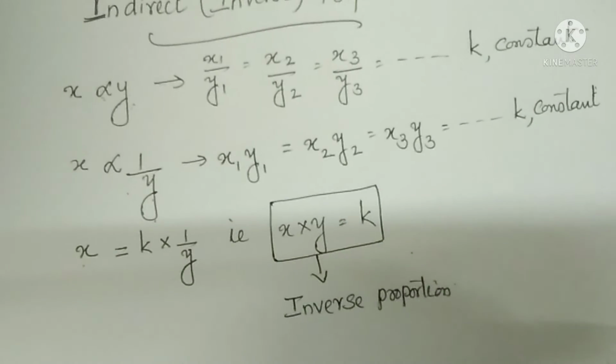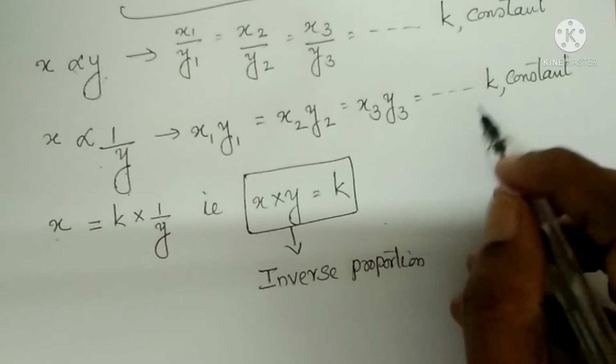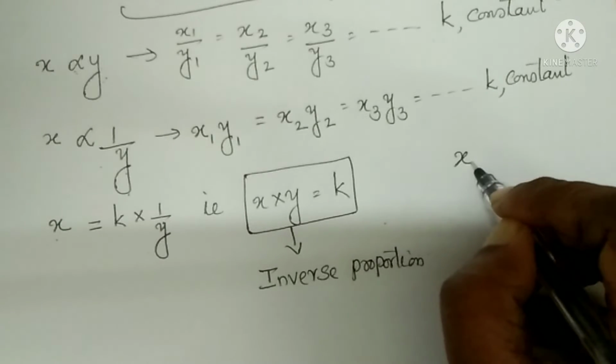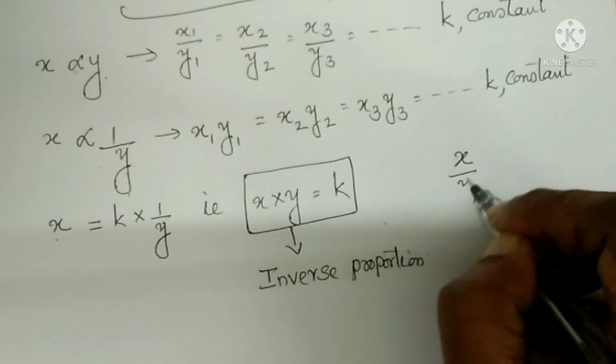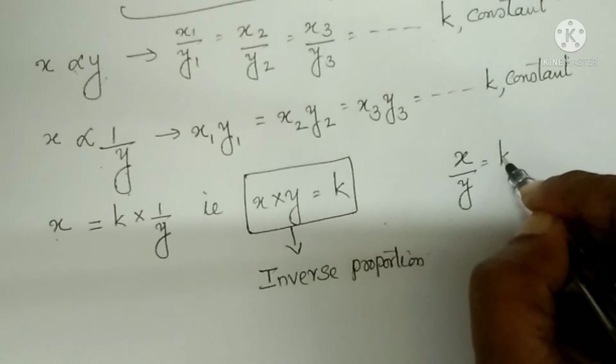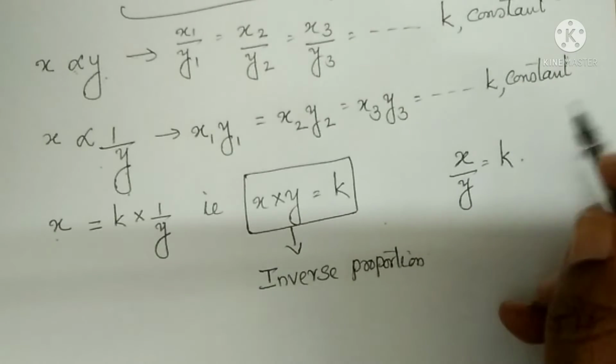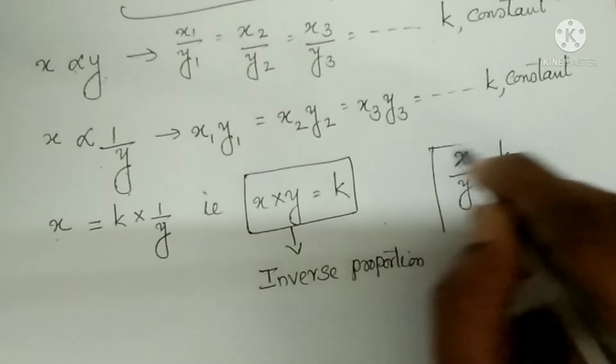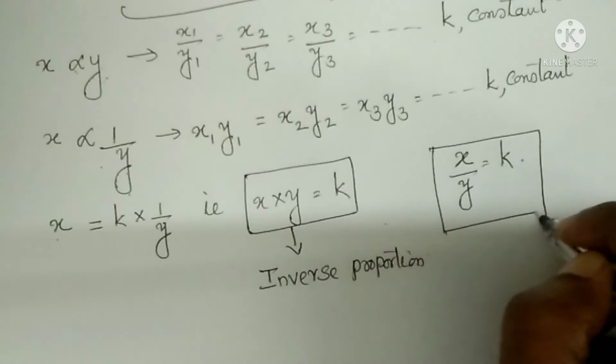And for direct proportion we have learnt x upon y is equal to k. So this is for direct proportion.